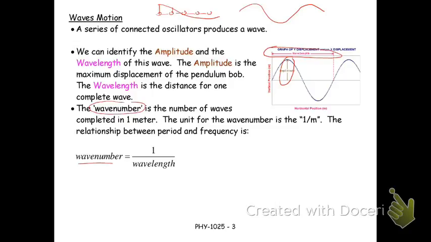So we had frequency equals 1/period. Now we have wave number equals 1/wavelength. Same relationship. Unfortunately, this wave number was given a very weird symbol. It's a very weird symbol, but that's what it is. And it is measured in 1/meters.